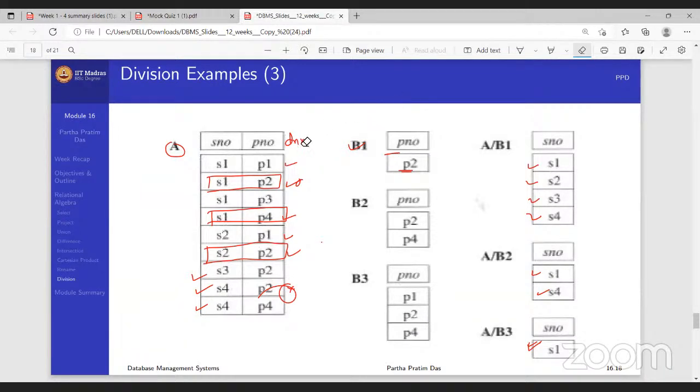Yes, sir, I would like to add something. You can generalize this. In A, we have S1 and P1, and B is only P number, right? So you got the relational algebra, how it works for the two attribute and the one attribute case. Let me show you in this way.